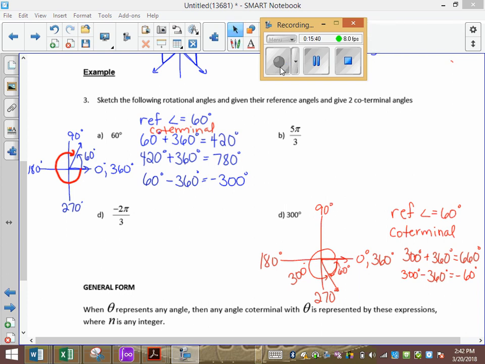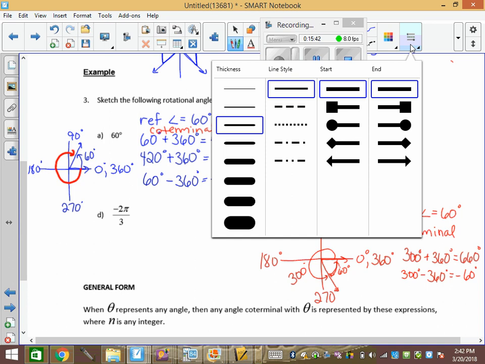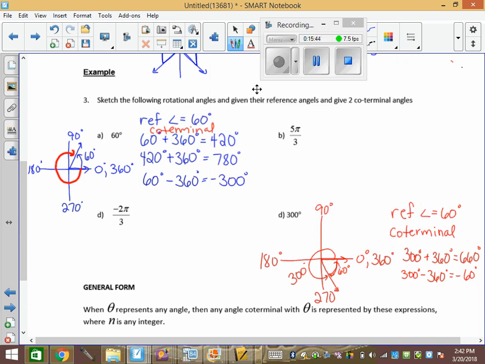All right, 5 pi over 3. 5 pi over 3 is in radian measure. Now, if you look at your unit circle, it's actually one that's on the unit circle. But say you didn't recognize that. What might you want to do?